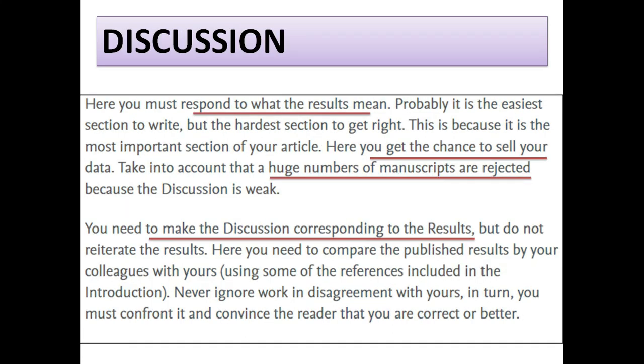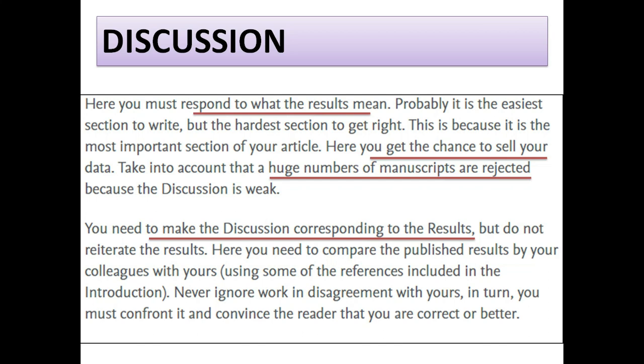Moving on to the discussion part, here you must respond to what results you have gained. What does it mean? It is probably the easiest section to write, but the hardest section to get right. So here you get a chance to sell your data and convince the reviewer or a reader how good your research paper is compared to the previous findings.